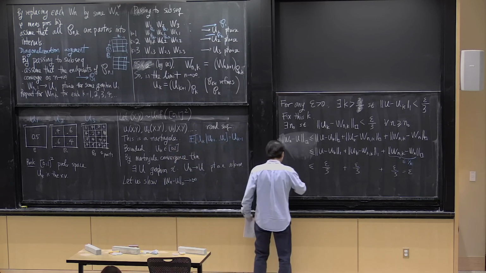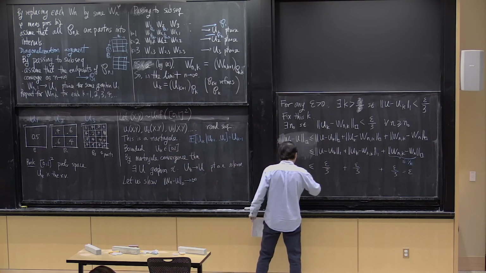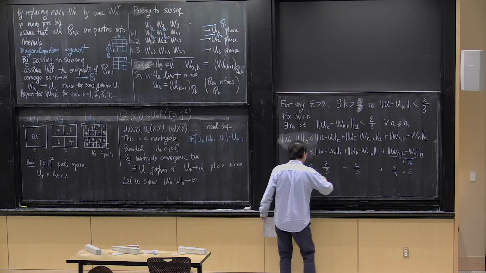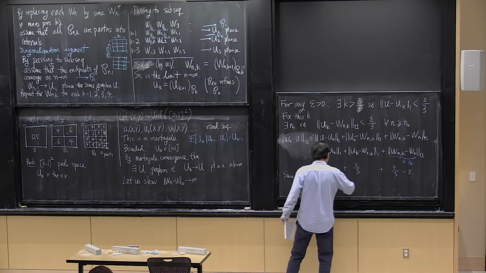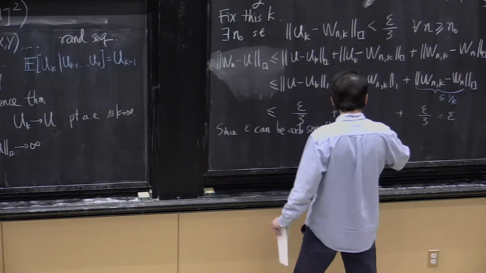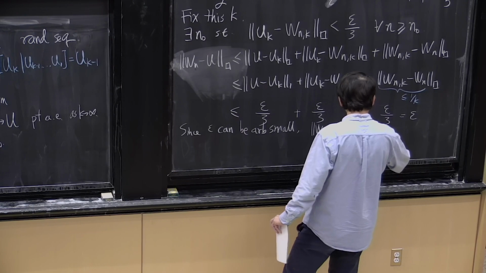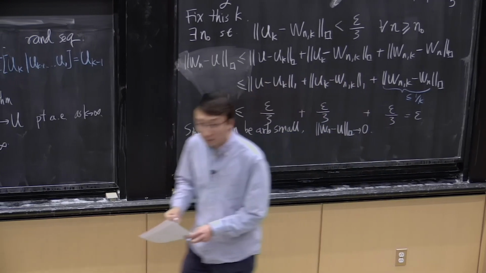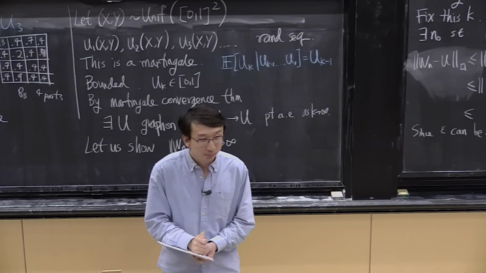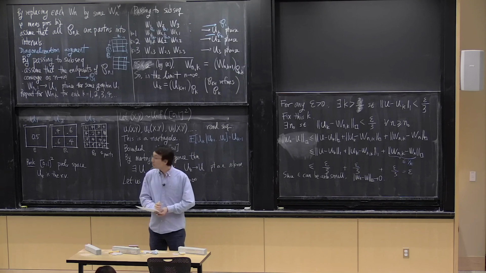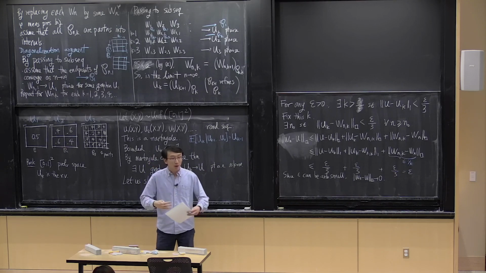But now, since epsilon can be arbitrarily small, we find that you indeed have convergence as claimed. Okay? And this finishes the proof of compactness.